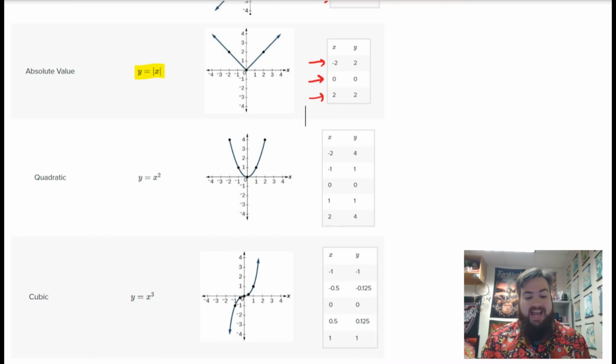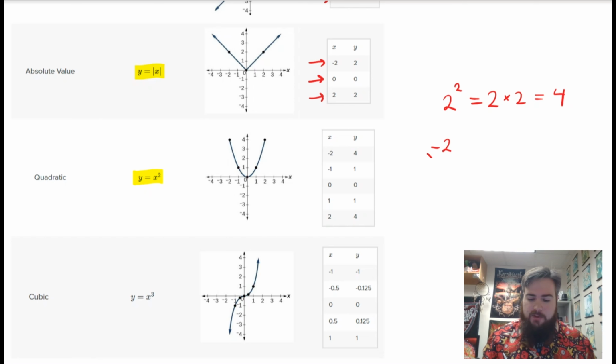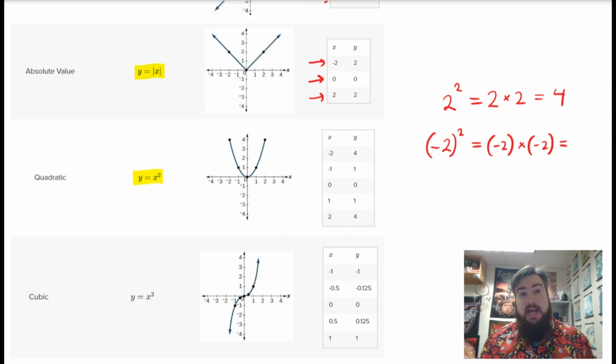For these next two, we have a quadratic function. A quadratic function is one of the form y equals x squared. When you square a number or take it to the power of 2, that means you are multiplying it by itself. So for example, 2 to the power of 2 is 2 times 2, or 4. Whereas if you take negative 2 and you square that, that will be negative 2 multiplied by negative 2. A negative times a negative will create a positive and also give you 4.